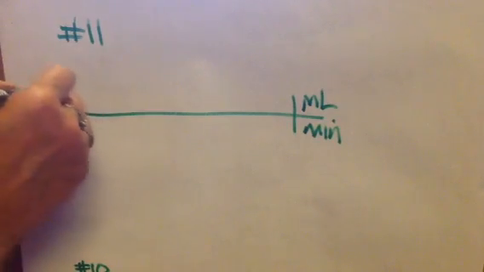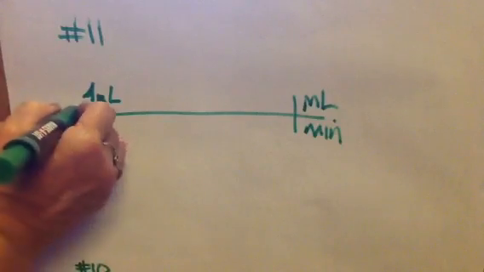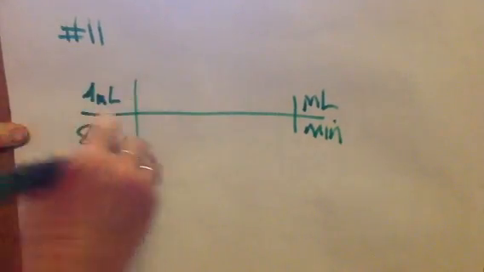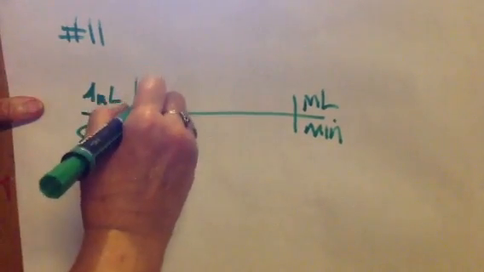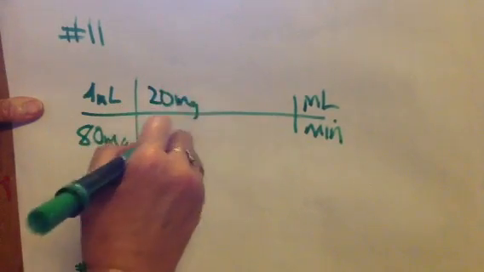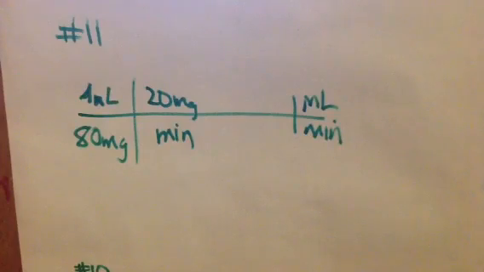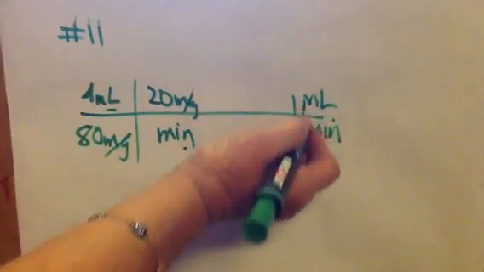We have 4 milliliters of fluid that contains 80 milligrams. In our drug reference, it says that we shouldn't give over 20 milligrams of Lasix per minute. So here we have our 20 milligrams per minute that we're wanting to give. We have all our factors there. We have milliliters per minute that we're solving for.